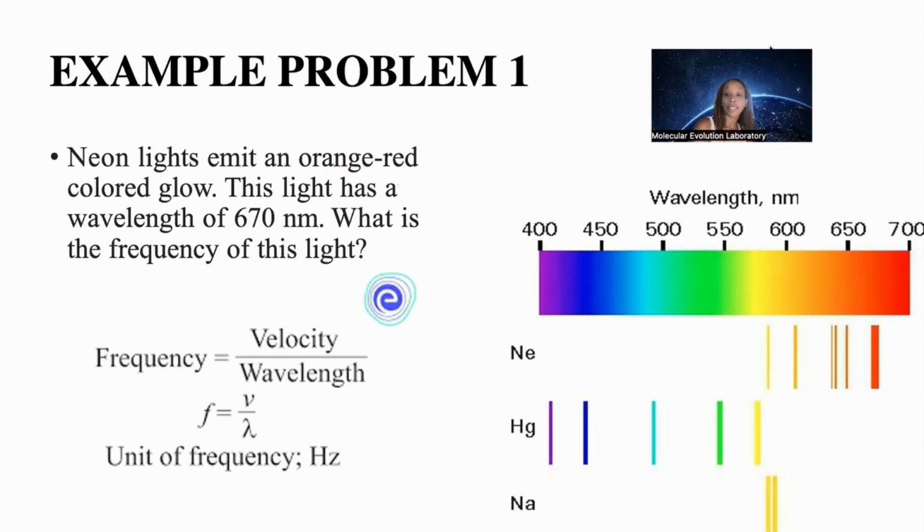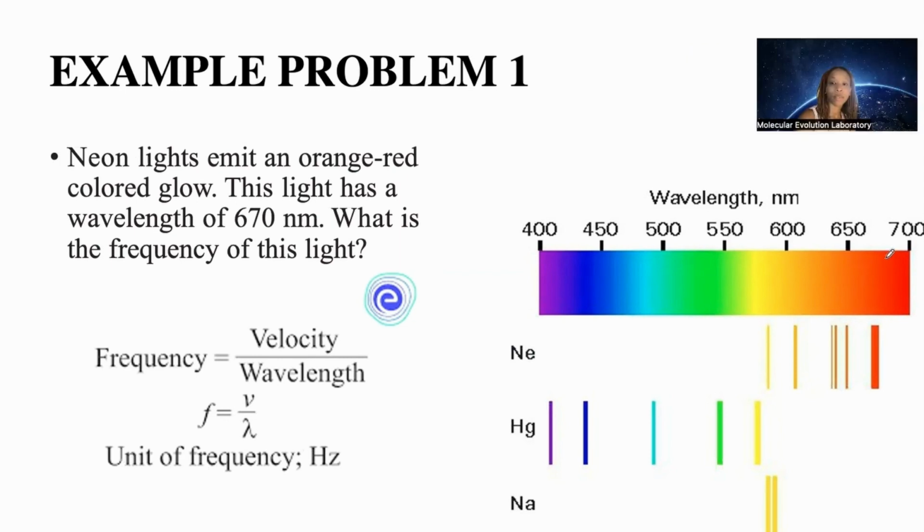So here we have an example problem. Neon light emits an orange-red glow. The light has a wavelength of 607 nanometers. What is the frequency of this light? We already know that frequency is velocity divided by wavelength, and the unit is hertz. And of course, we can see this light of neon is probably around here. It's given in nanometers, so we should convert to meters. We have 670 nanometers times 1 meter, and we know that 1 nanometer is equivalent to 1 billionth of a meter.